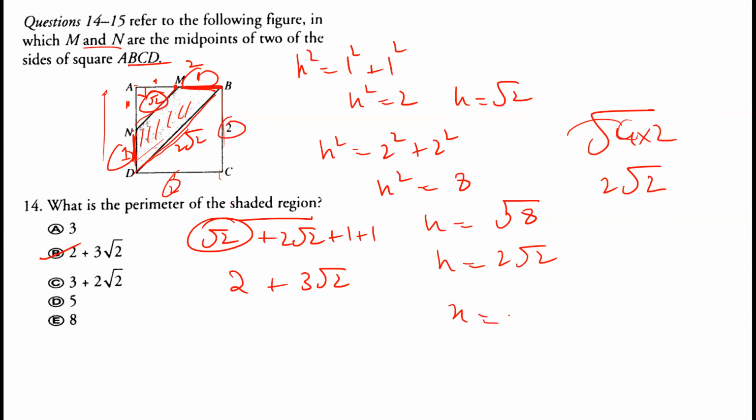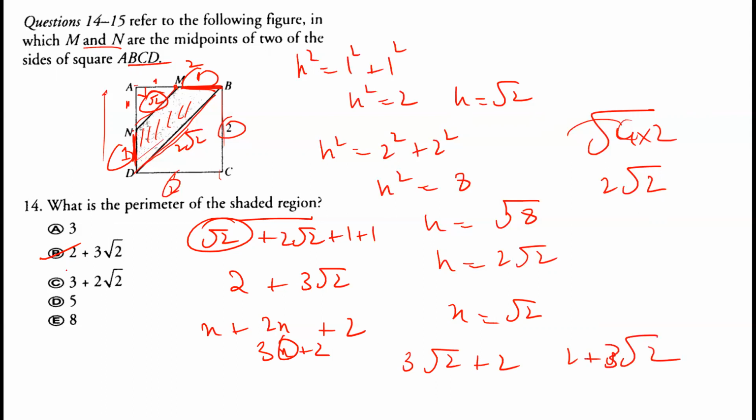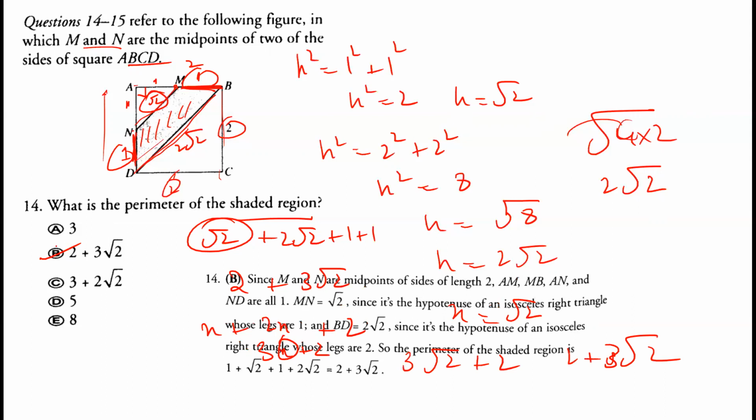Or we can say x equals under root 2. So we have x plus 2x plus 2. So we have 3x plus 2. And what is your x? Under root 2. So we can write 3 under root 2 plus 2 or 2 plus 3 under root 2. So option B is correct.